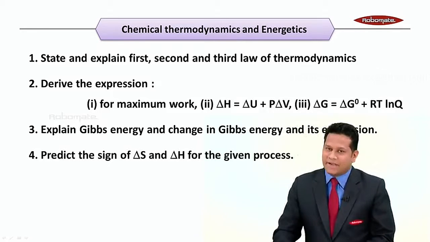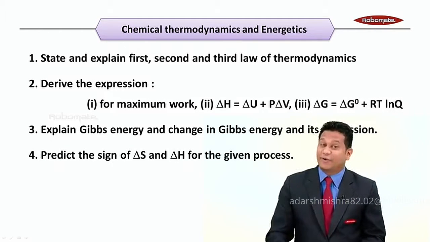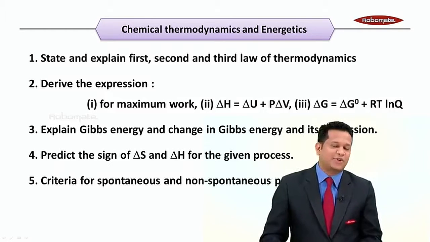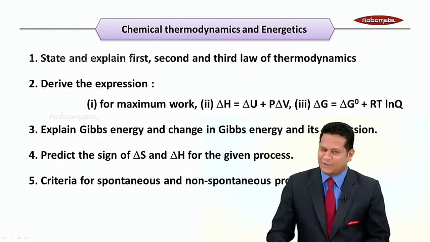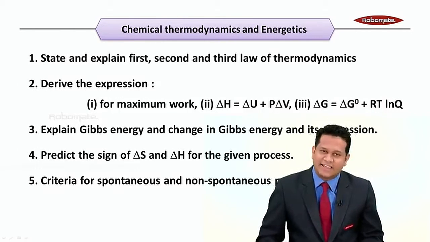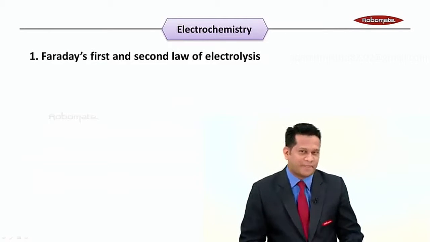Followed by predict the sign of delta S and delta H for a given process. Criteria for spontaneous and non-spontaneous process. So these were some important questions from the chapter chemical thermodynamics and energetics. Let's move ahead with electrochemistry.